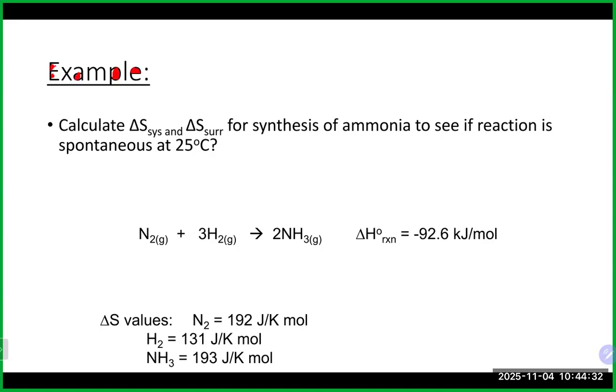So really, to know whether or not this reaction is going to be spontaneous, we do want to calculate the delta S of our universe, which again is our delta S of our system, plus the delta S of our surroundings.